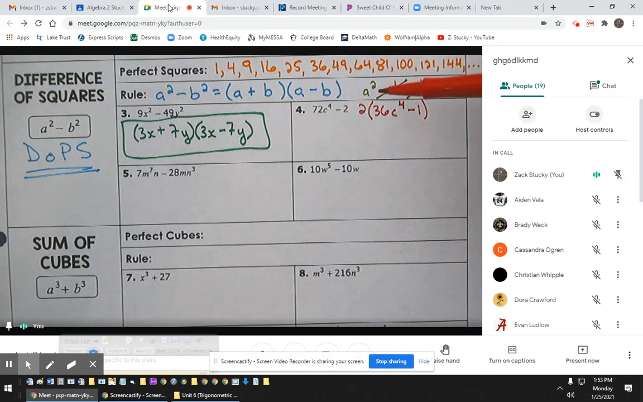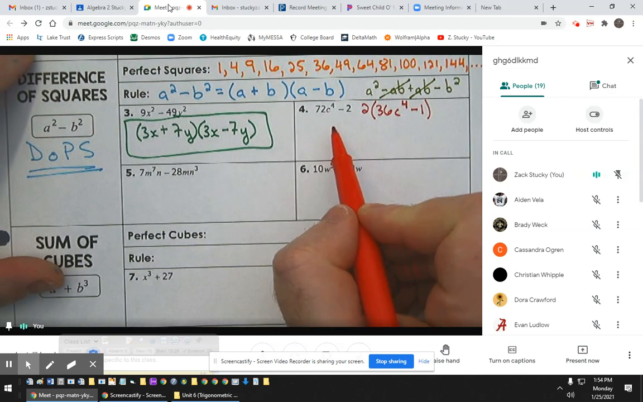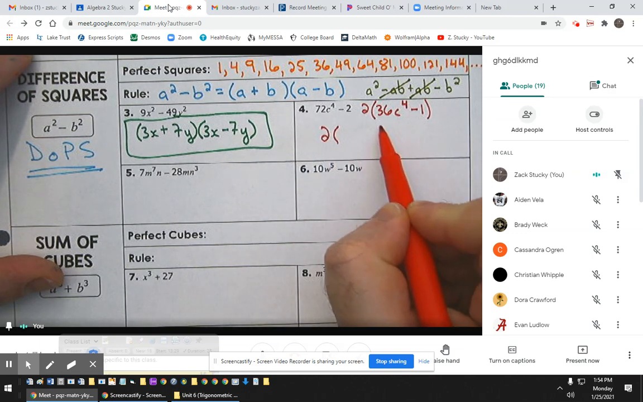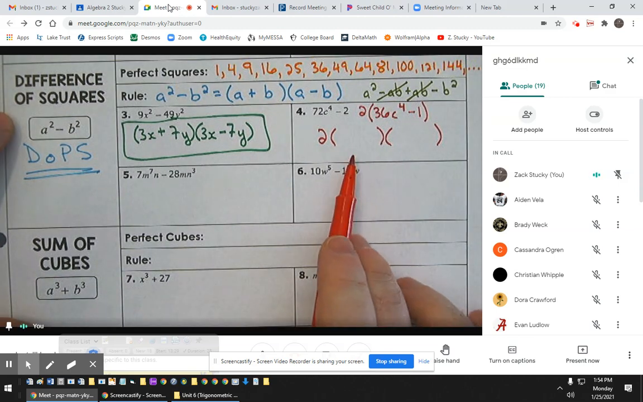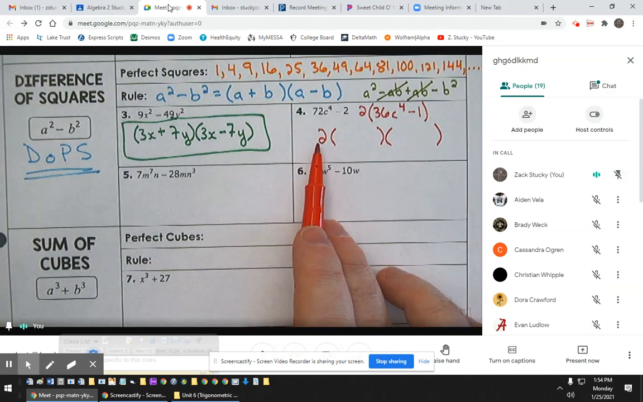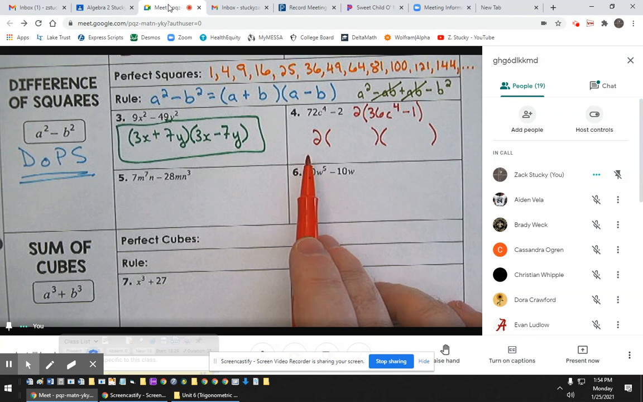What's special about the number 36? It's a perfect square. What's special about the number 1? It's a perfect square. What's special about c to the 4th? It's a perfect square. Who is c to the 4th a perfect square of? c squared, c to the 2nd. Okay, so I'm going to break this down again. I know my answer is going to look like this because all factoring answers look like this. Where did this 2 come from? That's because we factored the 2 out from the beginning.